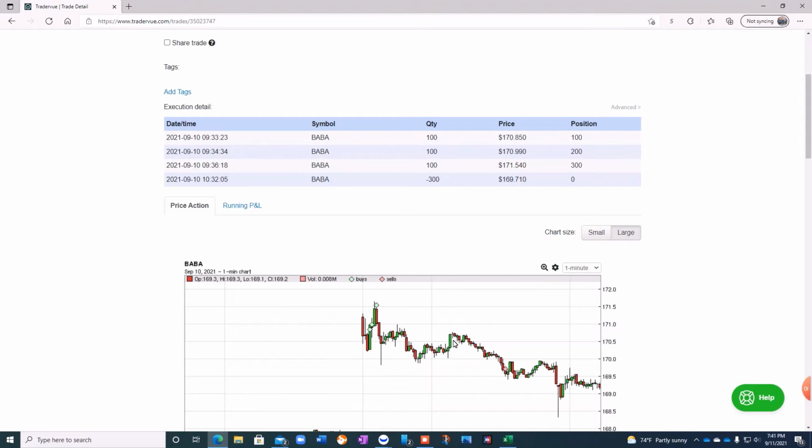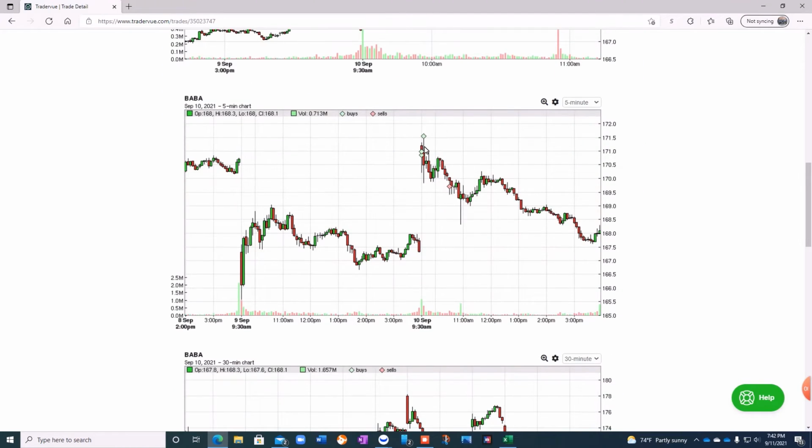This is coming back up now, and of course I didn't take any of my size out. I'm on like big size, 300 shares, and it just, and I died. So I went on and took my loss and walked away, because Baba just kept bleeding all day.